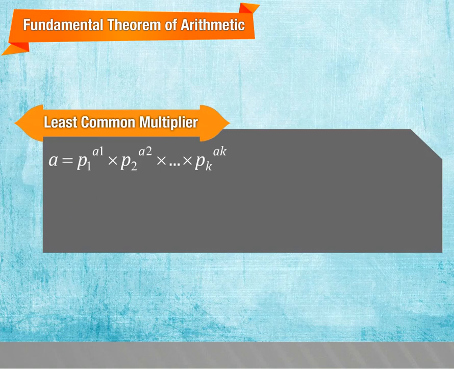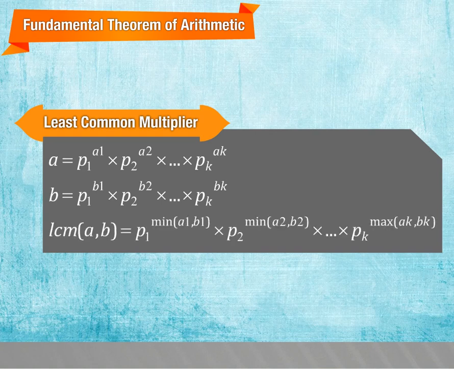Least common multiple. A is equal to p1 to the power a1 into p2 to the power a2 and so on up to pk to the power ak. B is equal to p1 to the power b1 into p2 to the power b2 and so on up to pk to the power bk.